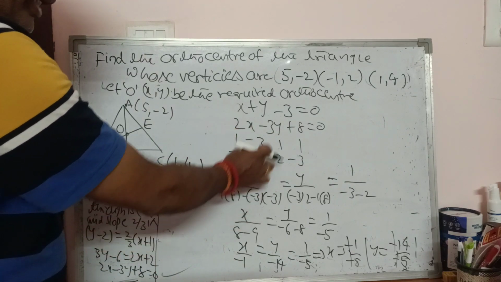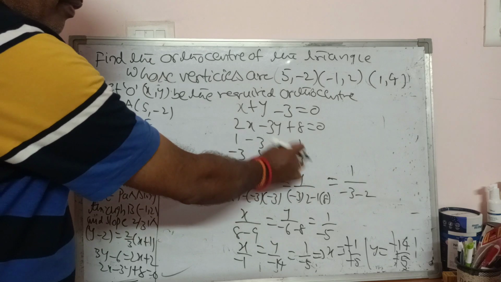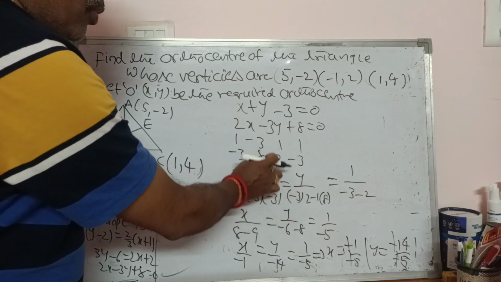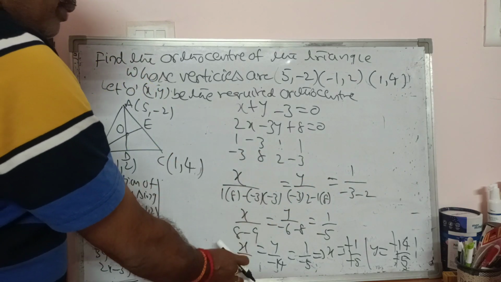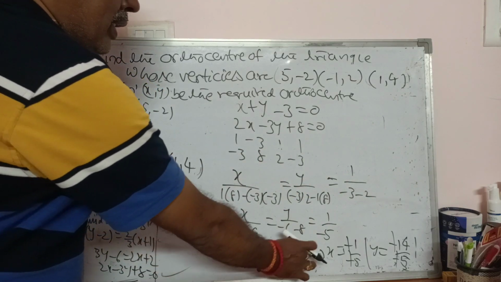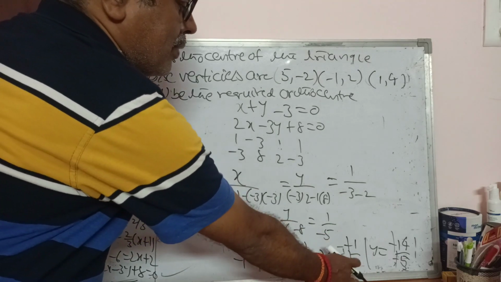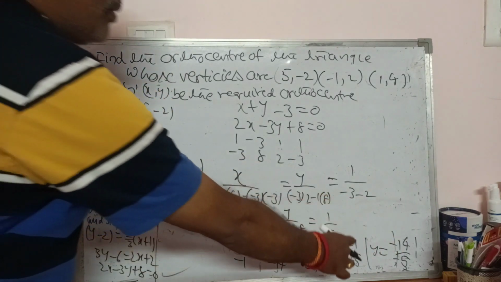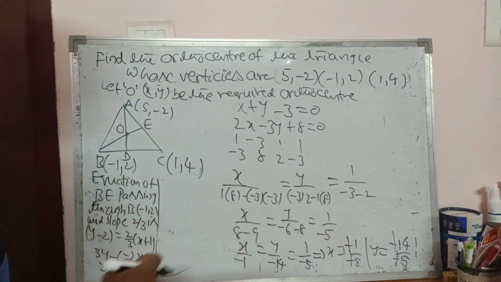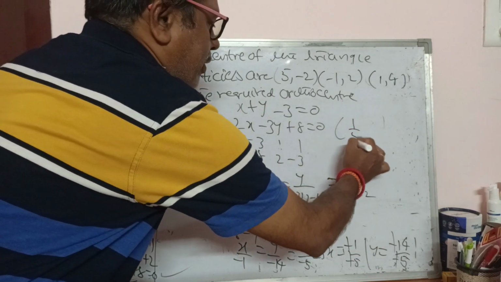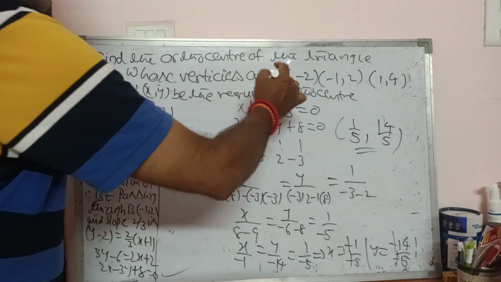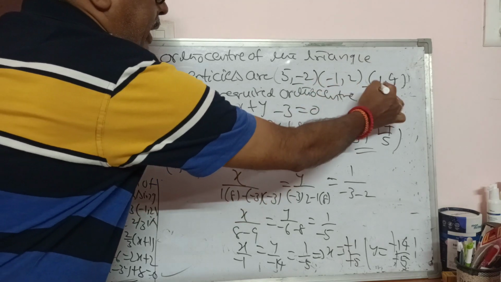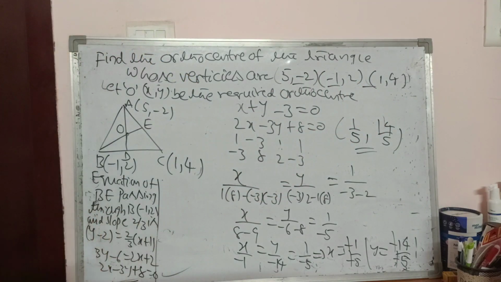Here x by 1 into 8 minus 3 into minus 3. Y by minus 3 into 2 minus 1 into 8. 1 by minus 3 minus 2. Therefore, x by minus 1 is equal to y by minus 14 is equal to 1 by minus 5. X is equal to 1 by 5 and y is equal to minus 14 by minus 5, meaning 14 by 5. Therefore, 1 by 5 comma 14 by 5 is the required orthocenter of this triangle whose vertices are 5 comma minus 2, minus 1 comma 2, 1 comma 4.